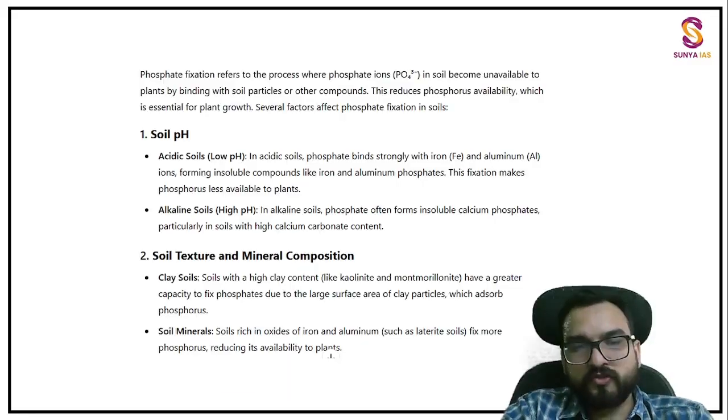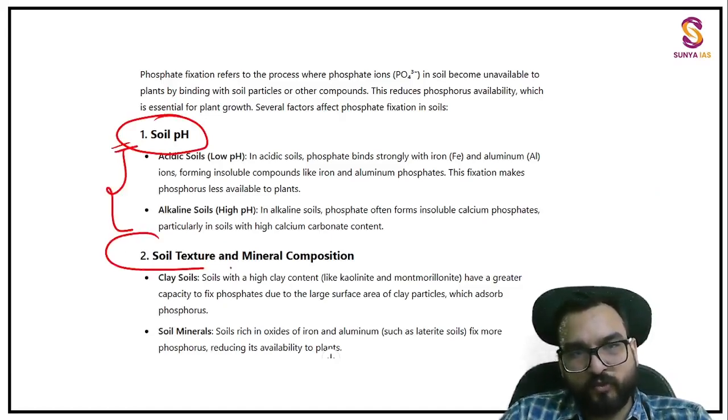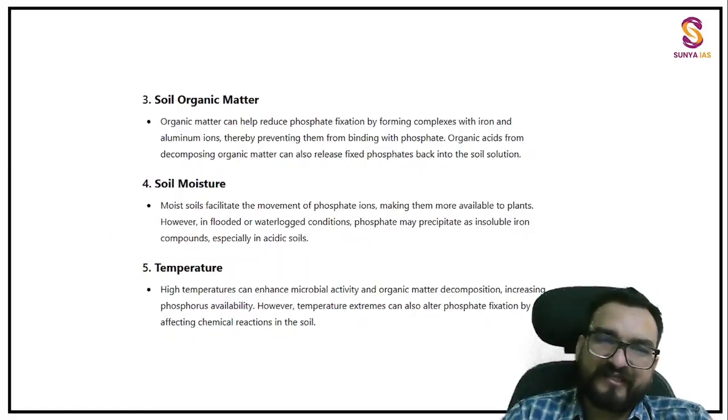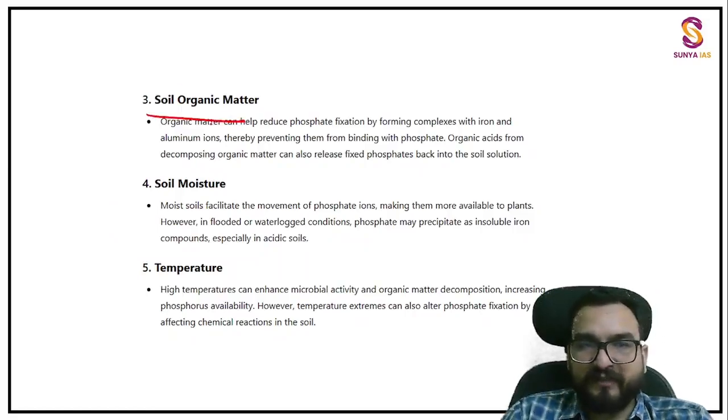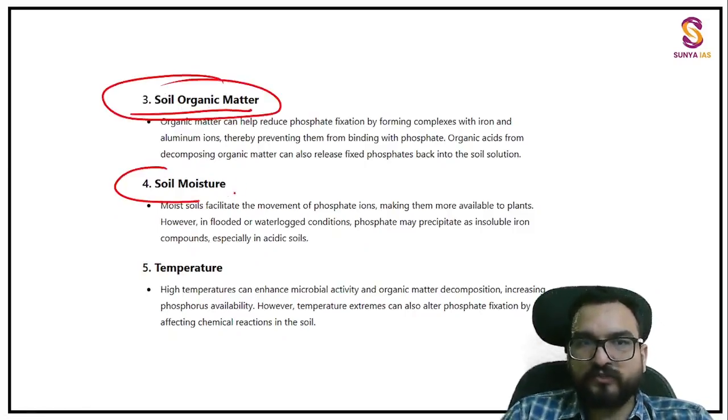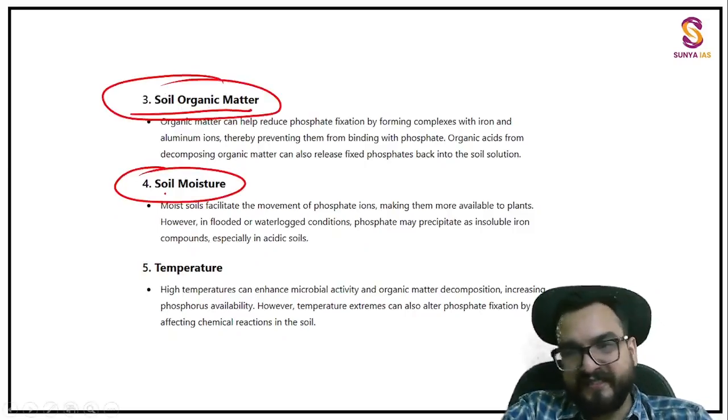Okay. So what you are seeing, the factors related to phosphorus fixation: soil pH plays a role. Now you read it out. The rest of the points are very easy to understand. If soil clay particles are more, you will see more adsorption. Soil organic matter, soil moisture, you see. Just read this out, guys.